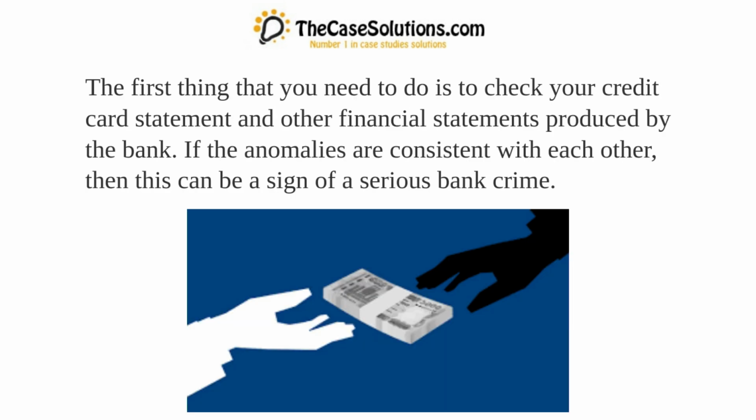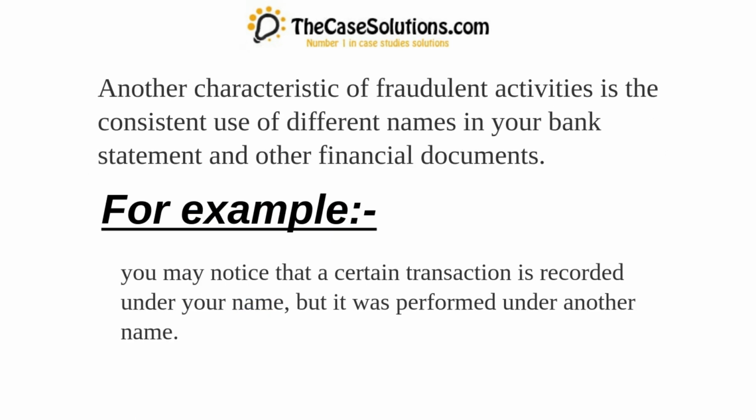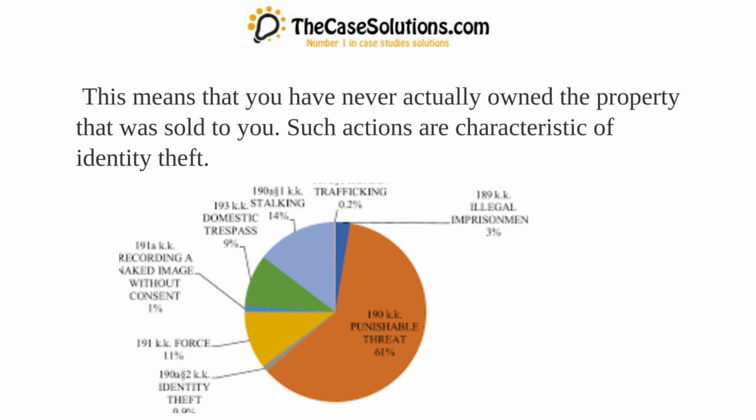The first thing that you need to do is to check your credit card statement and other financial statements produced by the bank. If the anomalies are consistent with each other, then this can be a sign of a serious bank crime. Another characteristic of fraudulent activities is the consistent use of different names in your bank statement and other financial documents. For example, you may notice that a certain transaction is recorded under your name, but it was performed under another name. This means that you have never actually owned the property that was sold to you. Such actions are characteristic of identity theft.